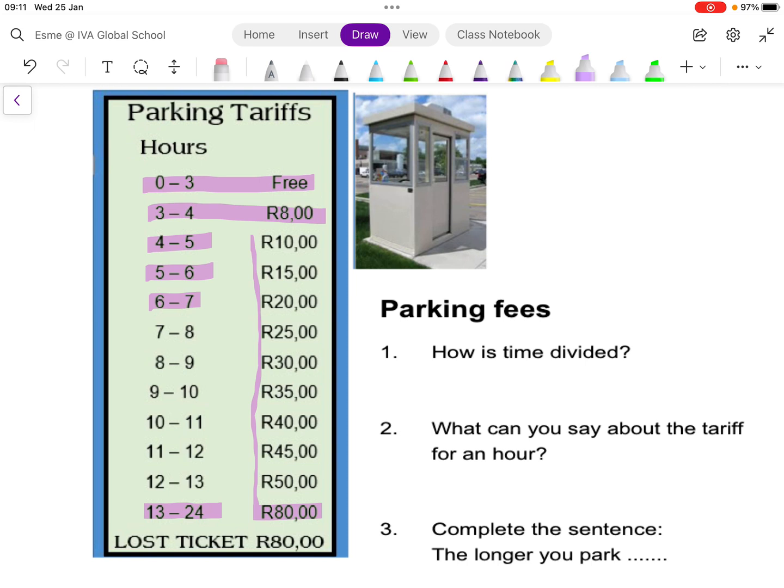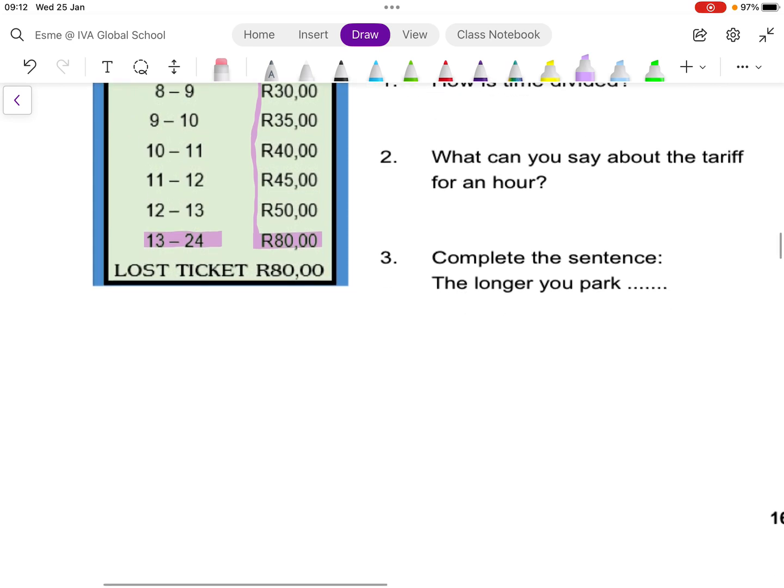Right, we need to be able to draw this on a graph. What can you say about the tariff for an hour? Well, the first 3 hours are free. Then the next hour is 8 Rand. Thereafter, we are adding 5 Rand onto that fee. Complete the sentence. The longer you park, the more you pay.